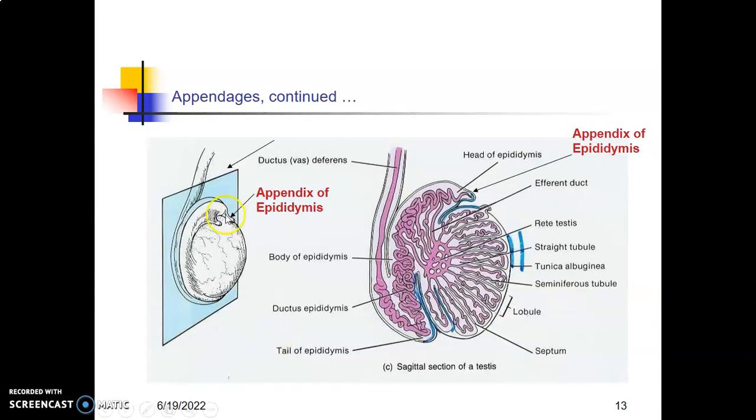So again, this is the appendix of the epididymis, and this is the appendix of the testis.